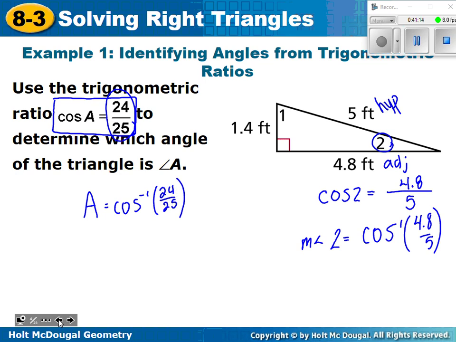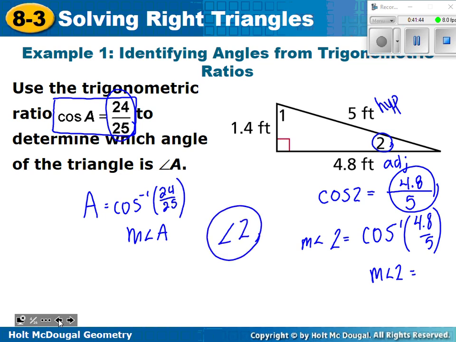Do you guys understand how you can check it two different ways? If this 4.8 divided by 5 is the same decimal as 24 over 25, or you could solve this for angle A by taking the inverse, find out what is the measure of angle A, and then you could come over here and do the same thing. Take the inverse cosine of this and say, what is the measure of angle 2? And if they're the same, then it has to be angle 2. Was it the same? So the answer is angle 2. If it wasn't the same, then that means the answer has to be angle 1, because there's only two options.